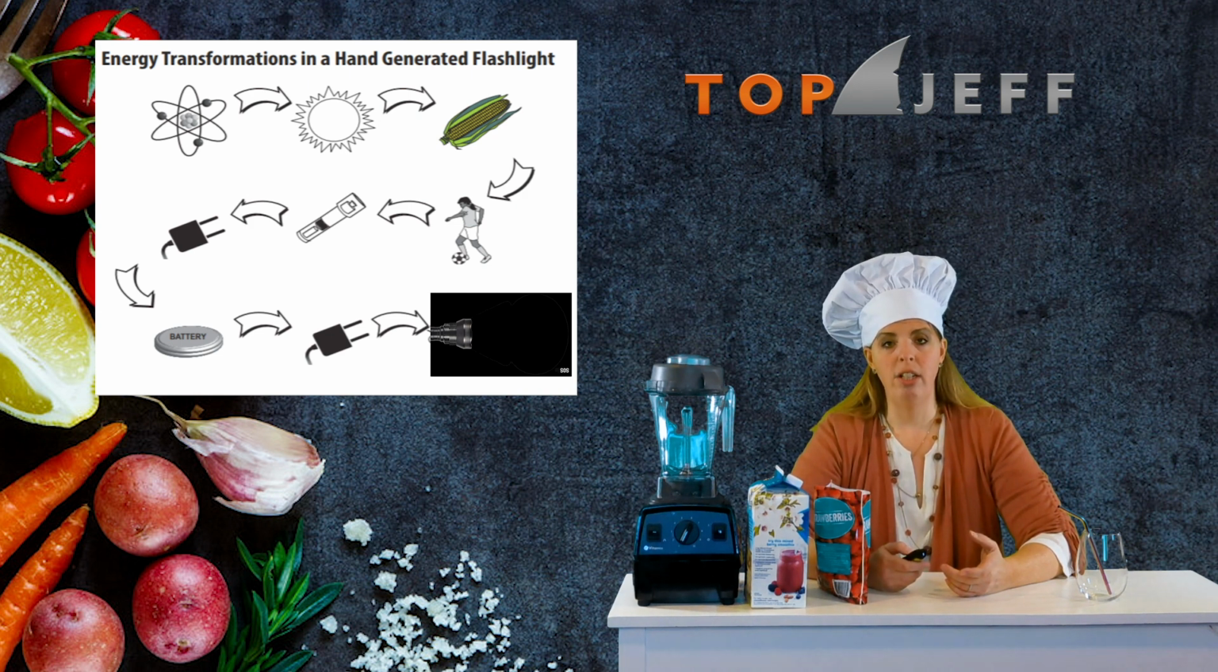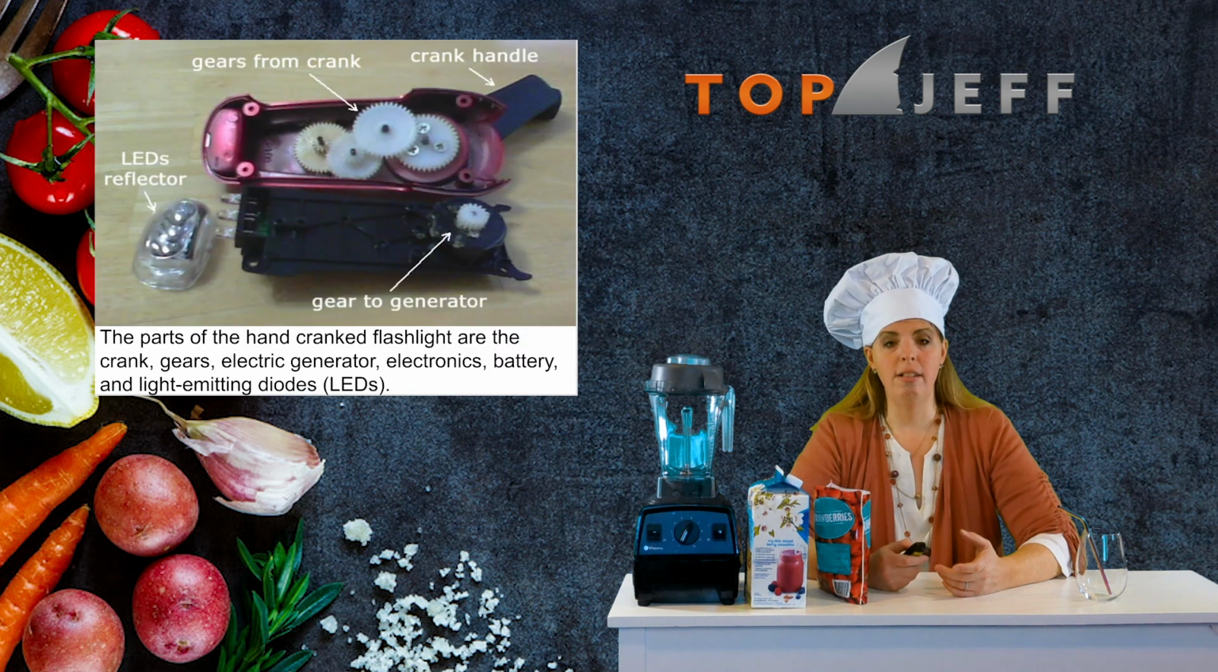That's a hand-generated flashlight, not to be confused with just one that is already battery powered. So the hand-generated flashlight is interesting because it can be used if you are in a situation where you have no batteries, which can happen. You can look at this lovely picture here, parts of a hand-cranked flashlight. You have the crank, which is connected to the gears, which is going to power a generator, which is going to allow electricity to flow and thankfully cause the light to be emitting. So we have a number of transformations just in this one device.